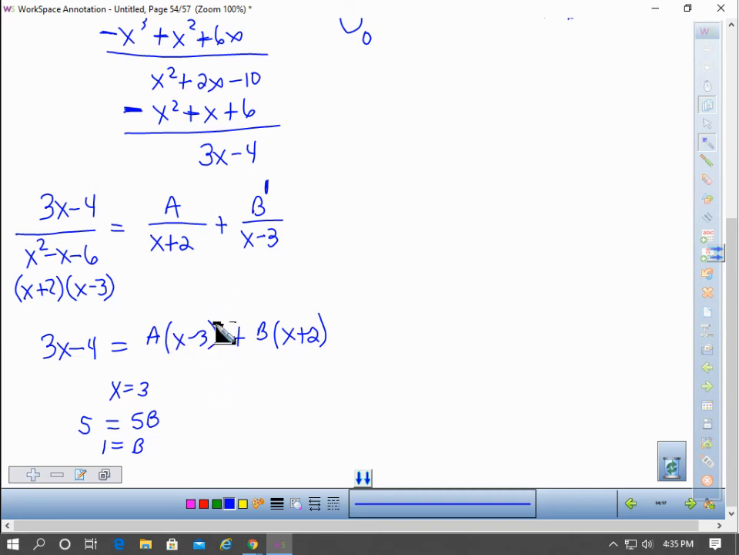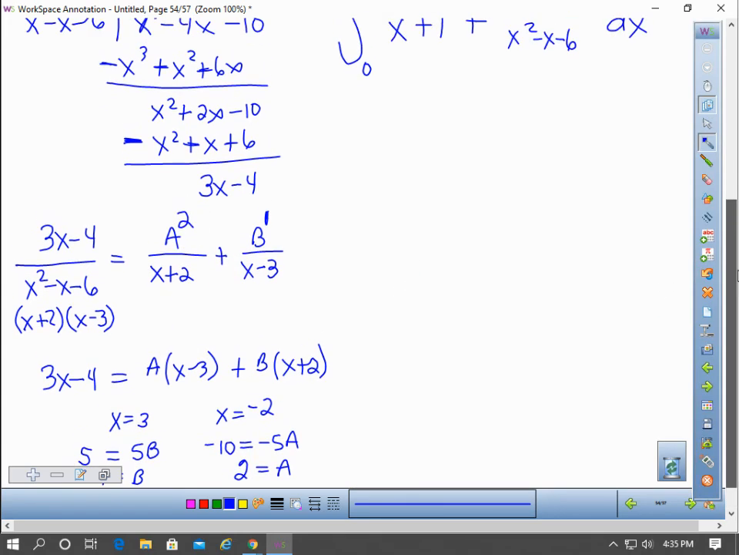And so now the next one, I get to choose to get rid of the B's. So I'm going to choose x to be negative 2. So now I'm going to plug negative 2 in for everybody. Putting a negative 2 in here is going to make negative 10 equals. Put a negative 2 in here is going to make negative 5A. And then, of course, negative 2 here makes the B go away. So now if I divide by negative 5, A is going to be 2. So A is 2 here.